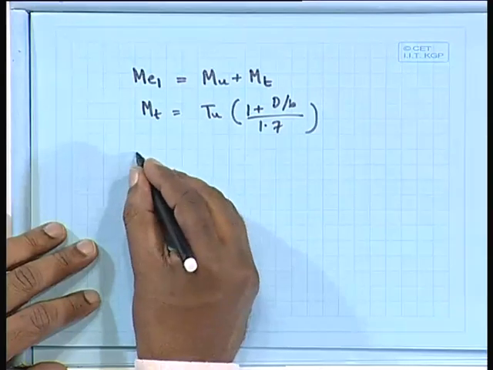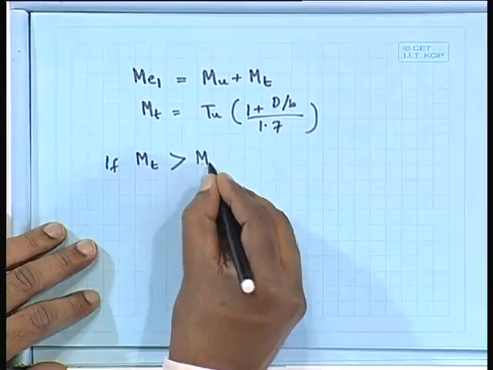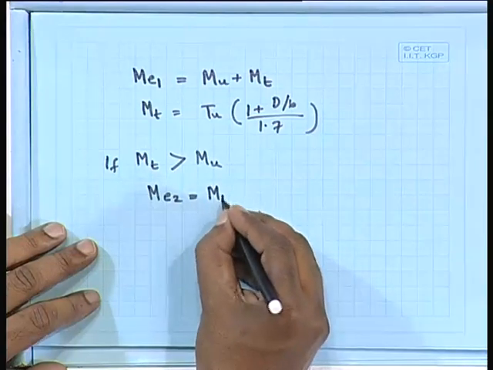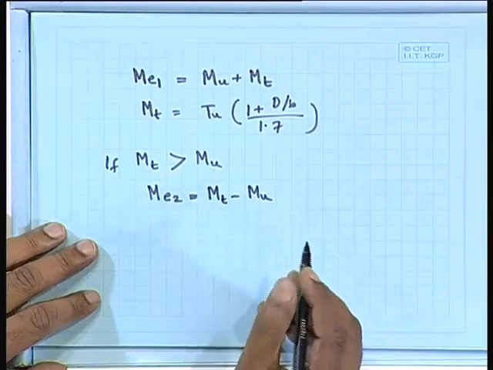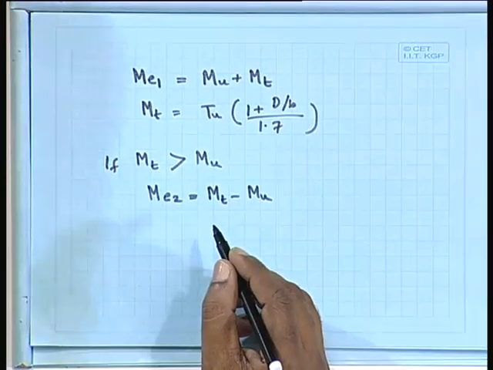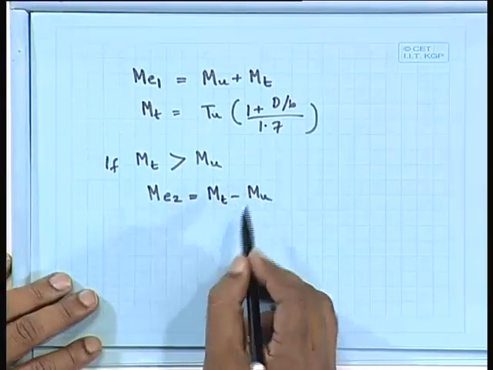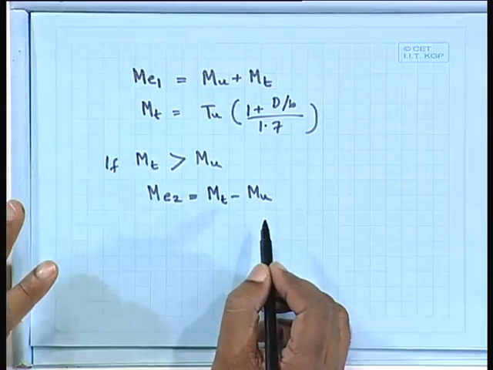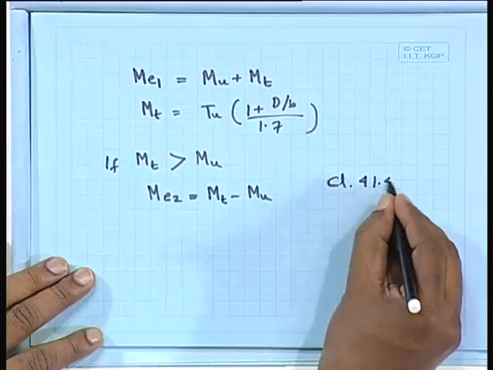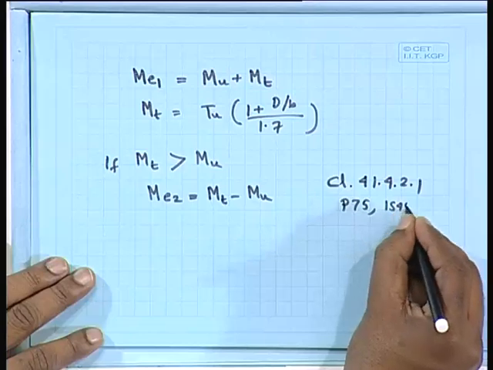The other case is that if Mt is greater than Mu, then I shall take Me2 equal to Mt minus Mu. So this is the other case, and for that we have to provide the reinforcement at the top. We shall provide the reinforcement taking Me2 equal to Mt minus Mu. Here also our code says, and you will find it, in clause 41.4.2.1, page 75 of IS 456.